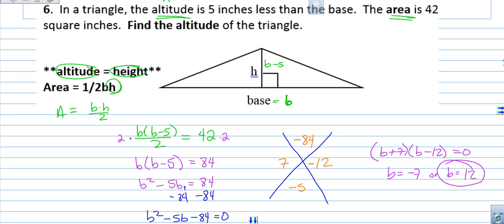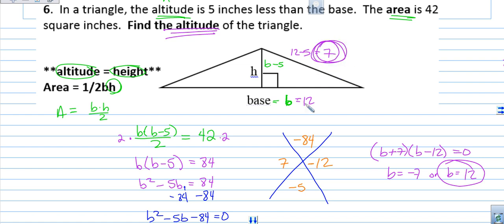So go back to your original question. It says find the altitude of this triangle. Well, if b equals 12, then the altitude equals 12 minus 5, which equals 7. And what do you know? I actually predicted that in the beginning by accident. So the altitude is 7.